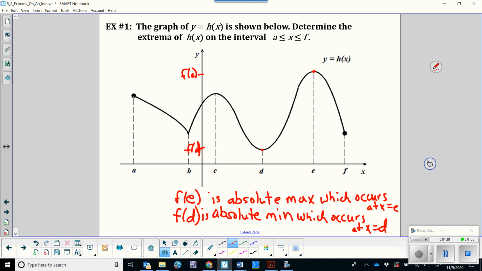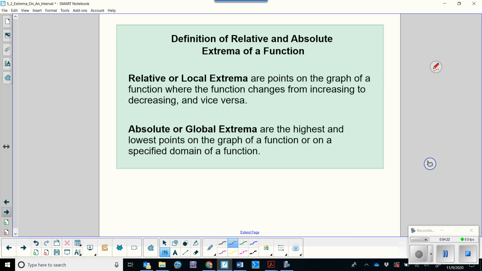Now let's talk about relative or local. You'll see the words relative or local both used all the time, so make sure you understand that they're the same thing. These are points where the graph changes from increasing to decreasing or vice versa, whereas absolute extrema are the highest or lowest points on the graph always.